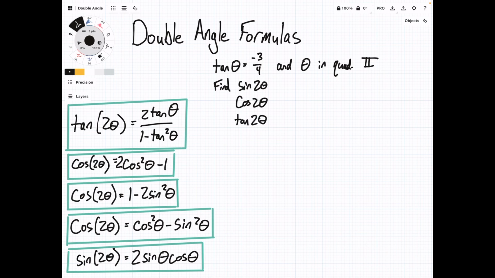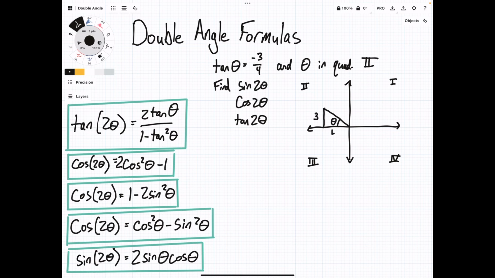So to start off, we're going to draw out a little plot here. And then we know that the quadrants are labeled like this. So 1, 2, 3, and 4. Tangent is opposite over adjacent. So we're in quadrant 2 over here. So we're going to draw our line. This is going to be opposite. So here's our theta angle. And then this side is 4.